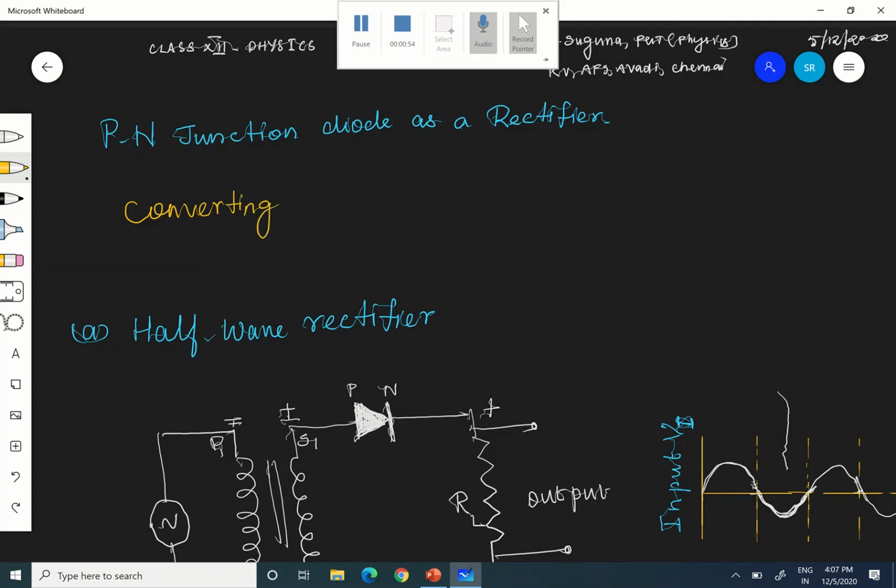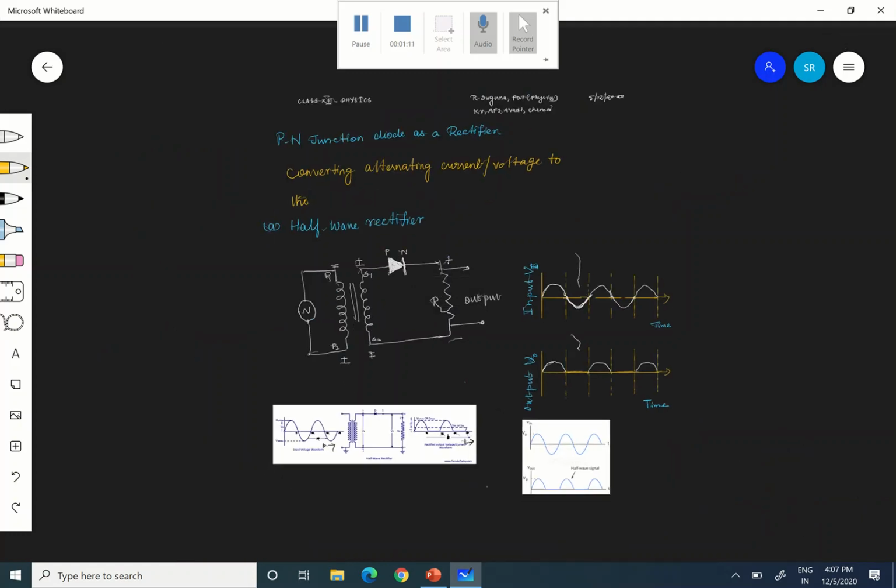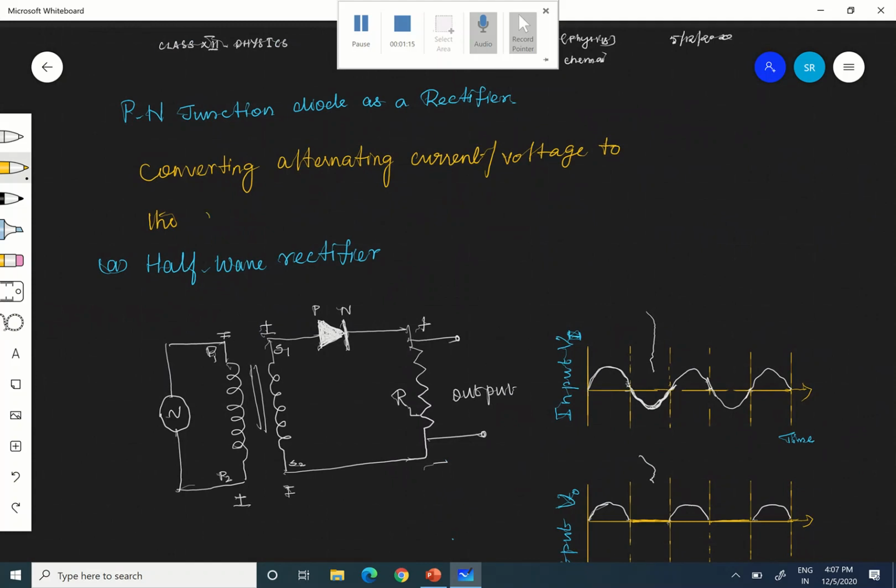What is its application? Converting alternating current or voltage, either current or voltage, to the direct current or voltage. Which means that this is used for converting AC to DC. Okay, AC, alternating voltage, to direct voltage.